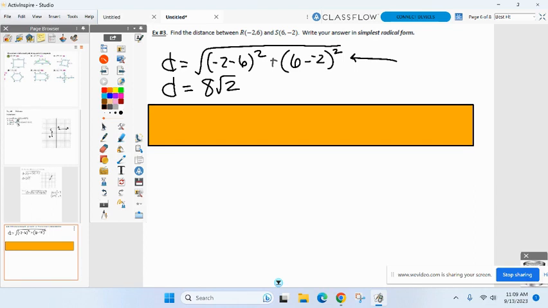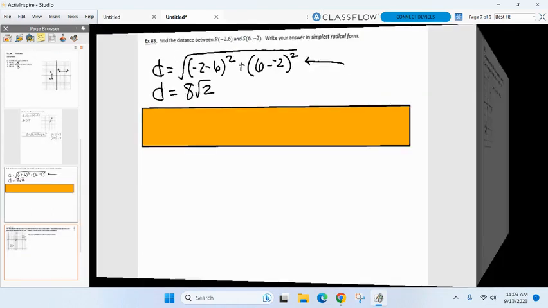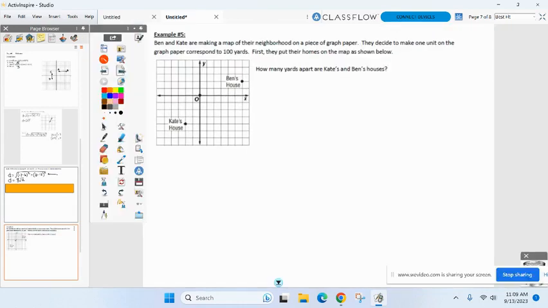Where do I need to use this? Word problems. Let's go. Yep, word problems. Let's do it.